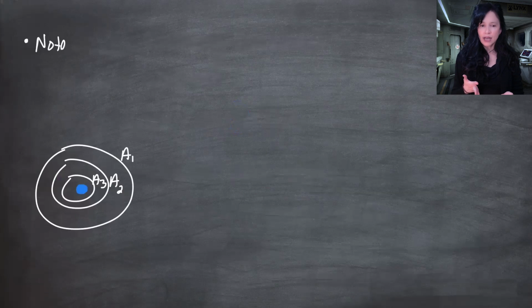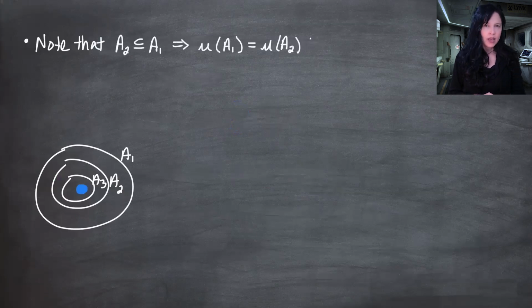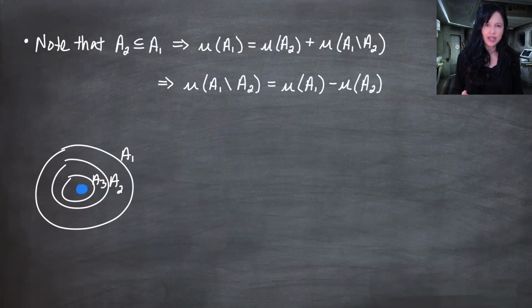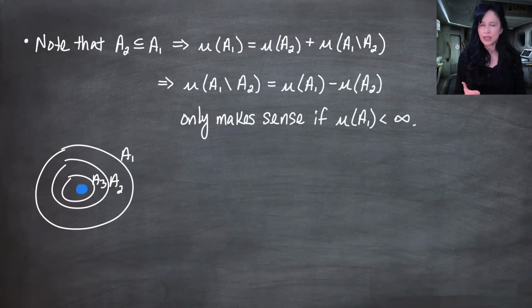Okay, so note that A2 is contained in A1, and this means that the mu measure of A1 can be written as the mu measure of A2 plus the mu measure of everything that's in A1 but outside of A2. So the mu measure of everything that's in A1 but outside of A2 is the mu measure of A1 minus the mu measure of A2. And this only makes sense if the mu measure of A1 is finite. So that's where I'm using that condition.